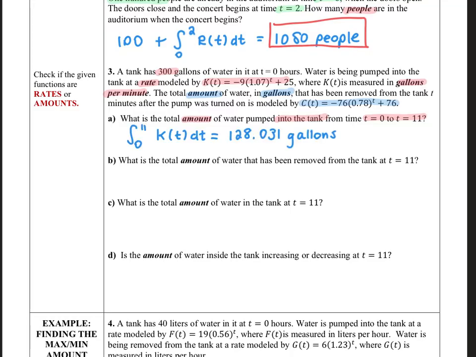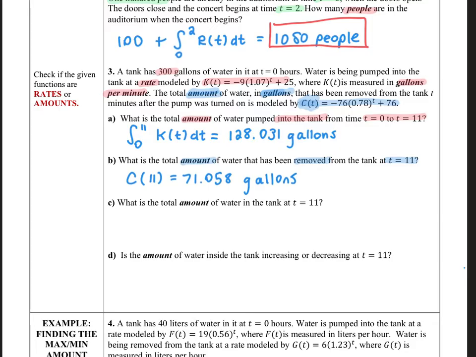But now when I get to part B, and I'm asked for the amount of water being removed, my removal information is actually an amount of water. So C of t represents the amount being removed. So I don't have to do anything to that function except plug that 11 into it. So again, the difference in parts A and B was that the water being pumped in was given to me as a rate, so I needed to integrate the rate to get back to gallons. But in part B, because my amount being removed was given to me as an amount, I simply had to plug the 11 into that function.